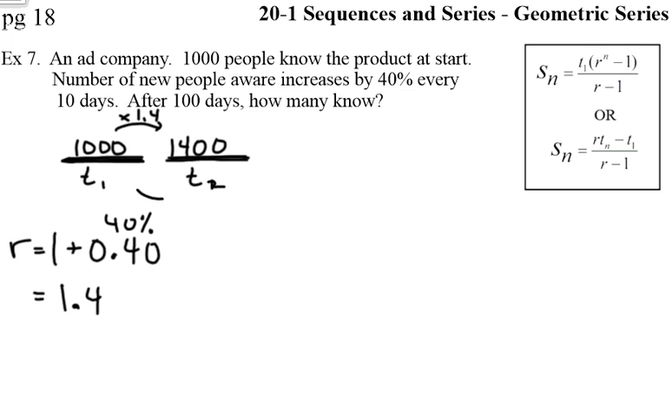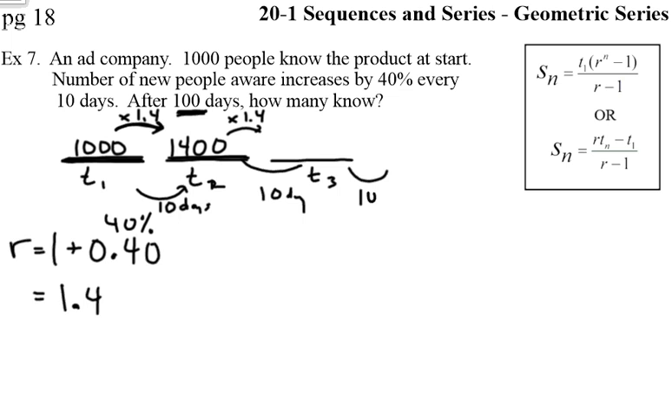But the question is, how long did it take to get here? Well, it says that every 10 days it increased by 40%. So this was 10 days. That means in another 10 days, I'm going to be at term 3, and I would have to multiply by 1.4. And we keep going. After another 10 days, I'm at term 4, and so on.